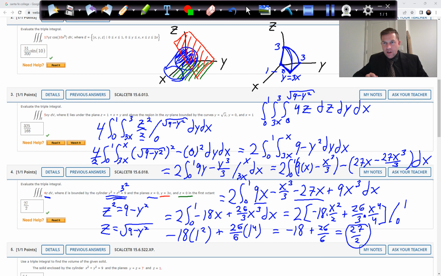And again, use the fact that the last integral has to have numbers on it to get a number for your final answer to kind of help you see the route to go here. So that'd be problem 4.